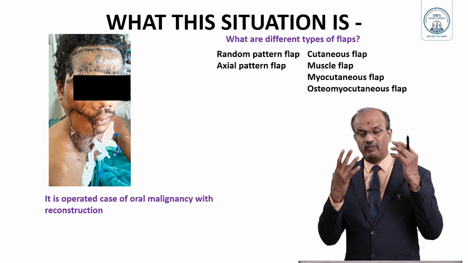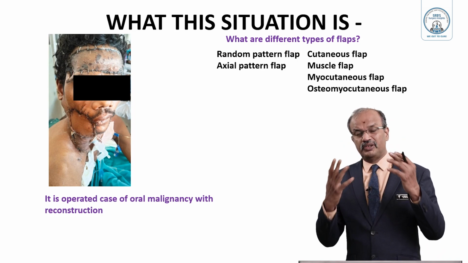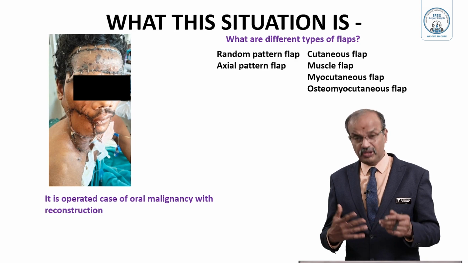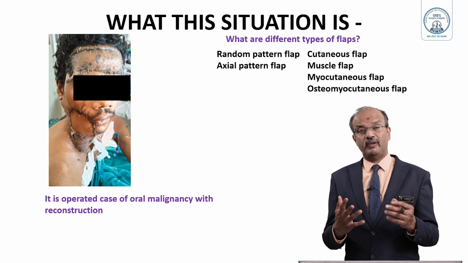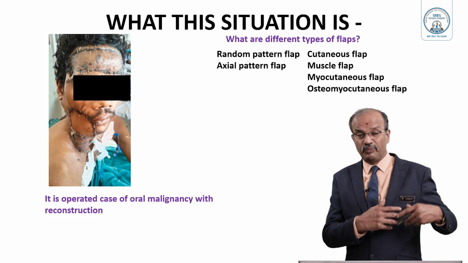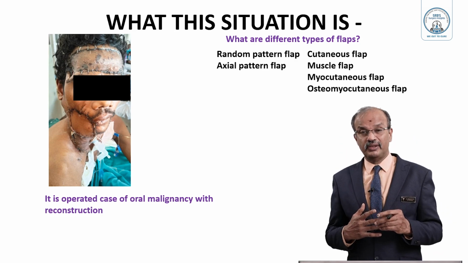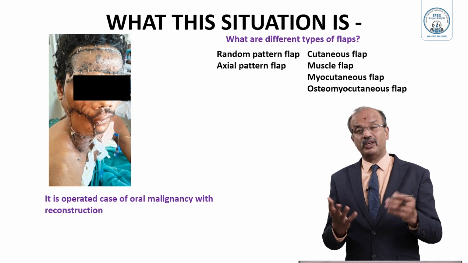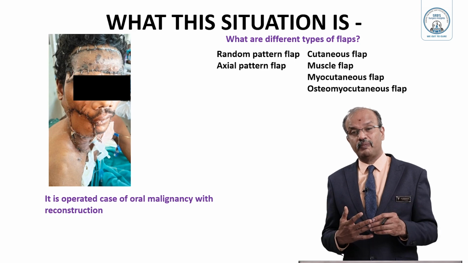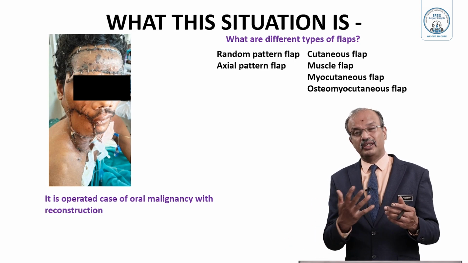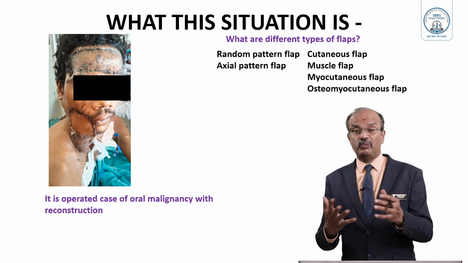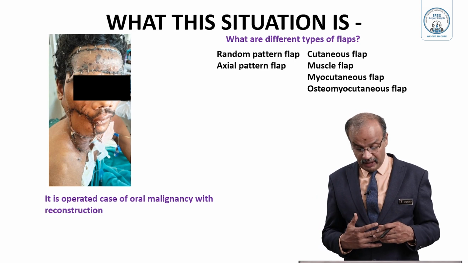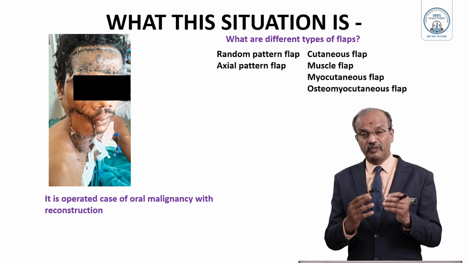Cutaneous, like the forehead flap is cutaneous, delta pectoral is cutaneous. And muscle flap, only gracilis muscle, other muscle flaps can be taken. Myocutaneous flap, pectoralis major myocutaneous flap, come here, rotate to the oral cavity, that is a myocutaneous flap. Osteomyocutaneous, radial forearm osteomyocutaneous flap, or other areas; fibula you can take, not tibia. Fibula osteomyocutaneous flap you can take. So all these are examples of different types of flaps.